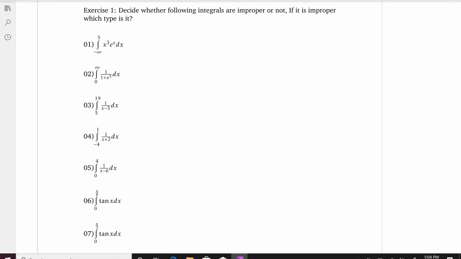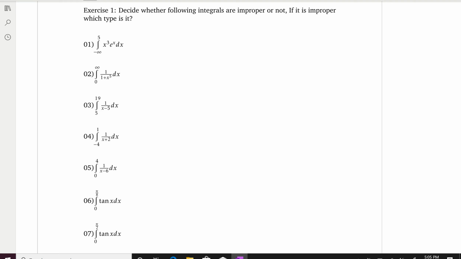Hello everyone. In this video we are going to look at 10 integrals and see whether they are improper integrals or not. At the same time, if the integral is an improper integral, we are going to classify it as a type 1 or type 2 improper integral.